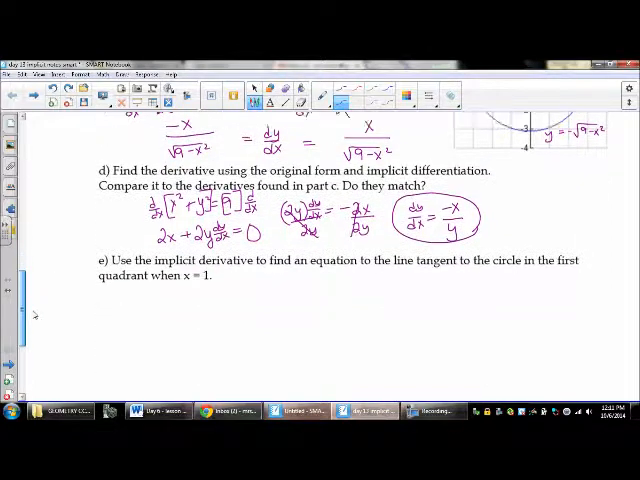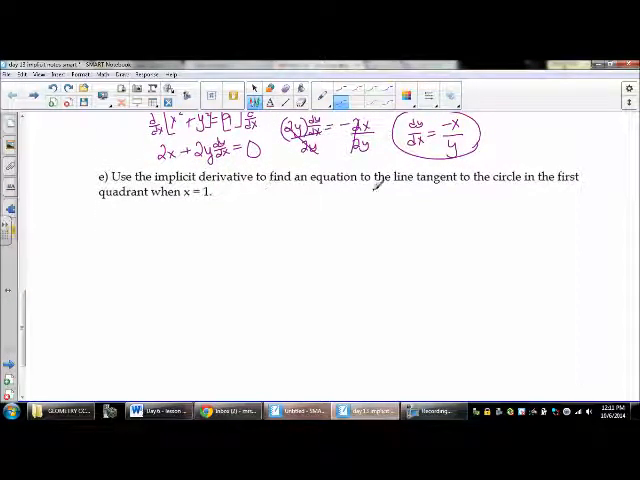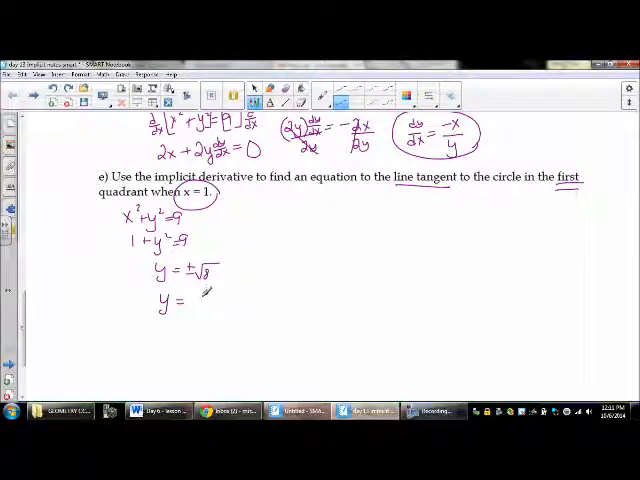All right, and then last but not least, I have used the implicit derivative to find an equation of a tangent line. Well, if I need a tangent line, I need an x and I need a y. So it says the tangent line to the circle in the first quadrant. So if I take x squared plus y squared equals 9, plug in 1 for x, I get y equals plus or minus the square root of 8. And if I want to be in the first quadrant only, I'm going to deal with the positive value. And if I reduce it, it's 2 root 2.